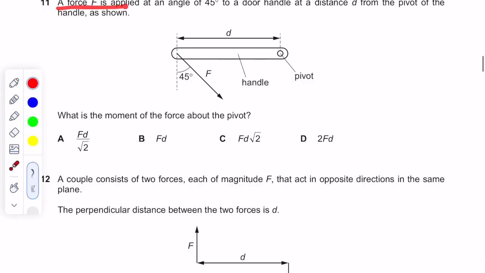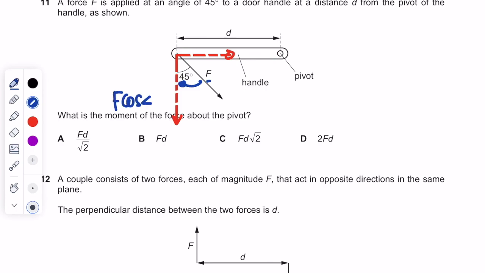A force F is applied at an angle 45 to the door handle at distance D. What's the moment of the force? For this question, we need to first resolve this force into two parts. One horizontally, and the other component will be vertical. And when you do it right, you should get, if it is 45, if this is F, this should be F cos 45. Horizontal part will be F sin 45.